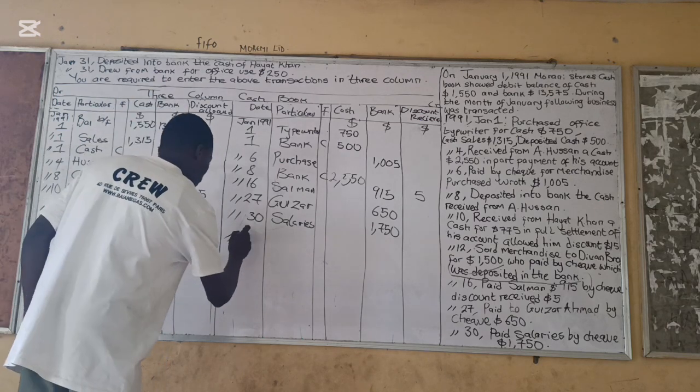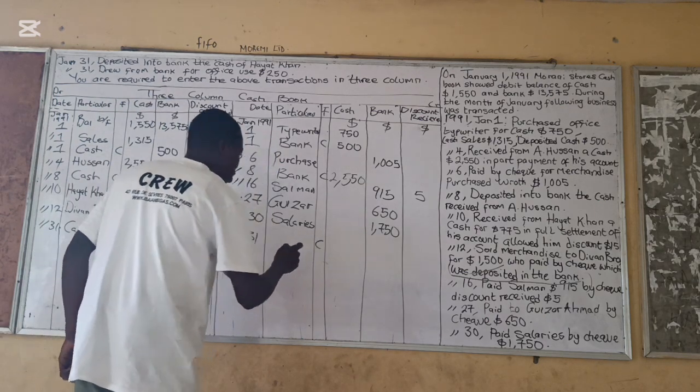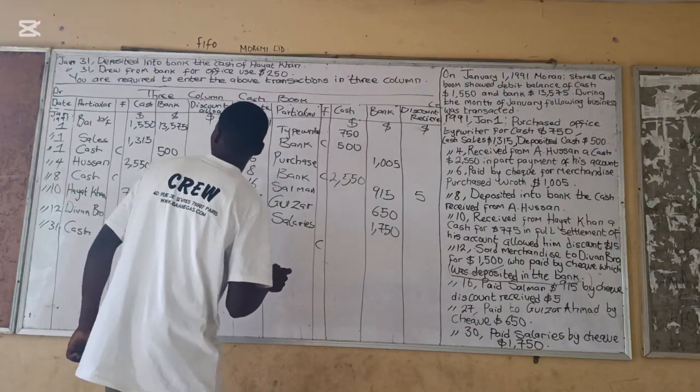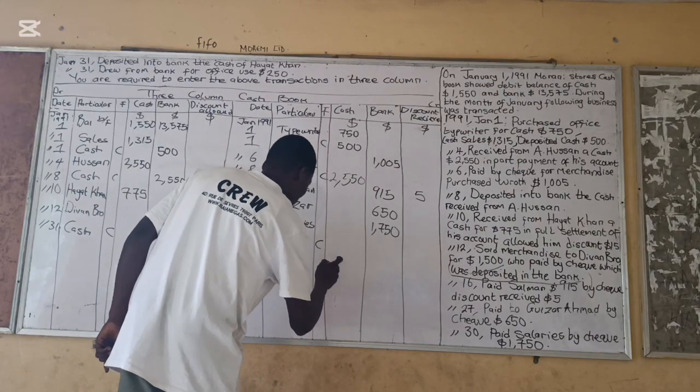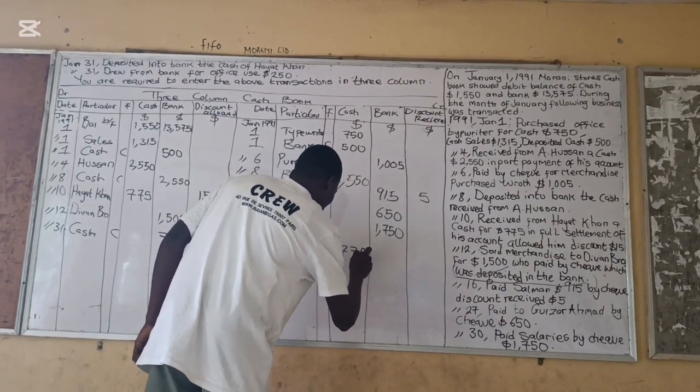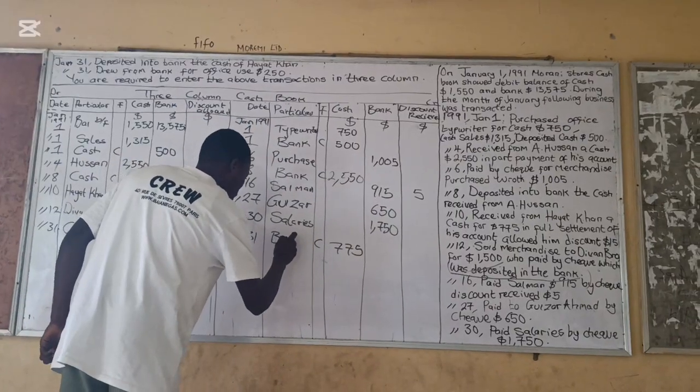Now the next one, we have the first, the Contra entry. So the cash is moving out, right? You are going to credit the cash. The amount is $775. Then we are going to have bank.